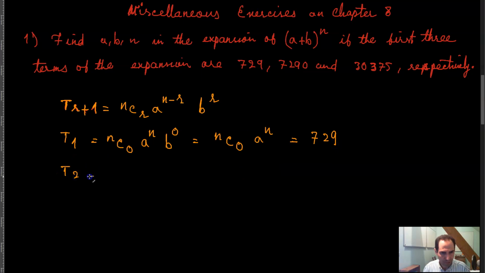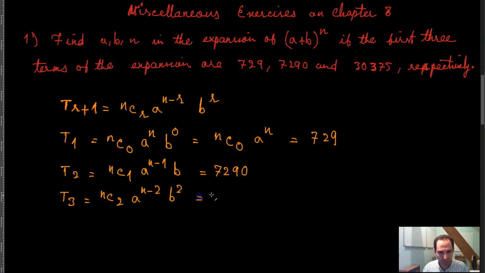T of 2 is equal to n combination 1, a raised to the power n minus 1, b raised to the power 1, and that is equal to 7290. And T of 3 is equal to n combination 2, a raised to the power n minus 2, b raised to the power 2, and that is equal to 30375.